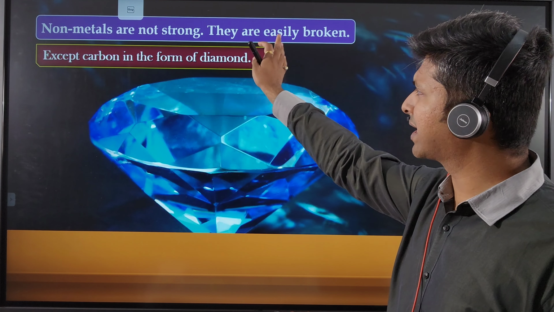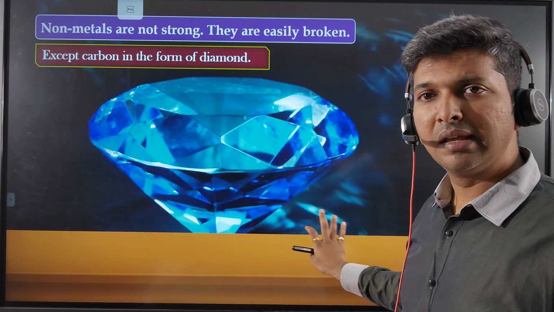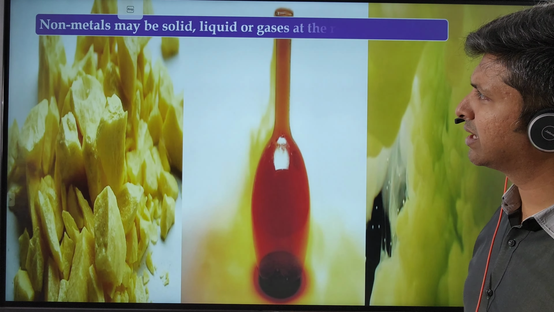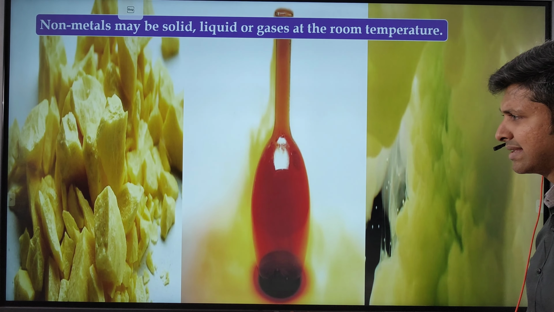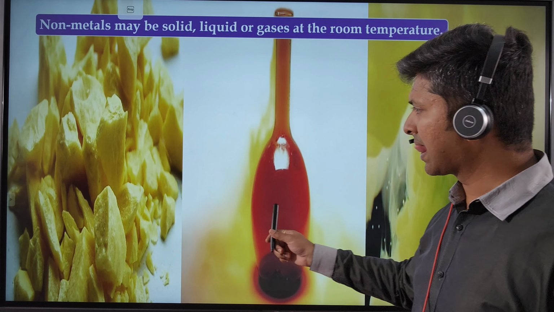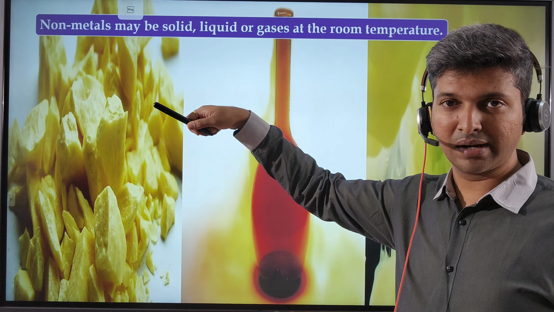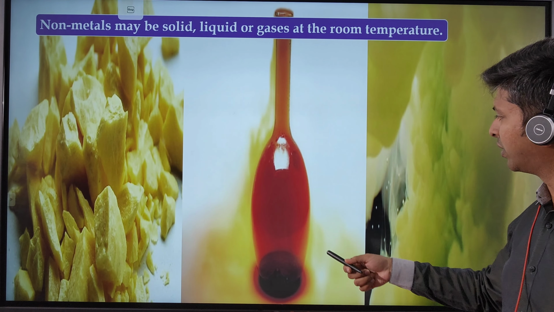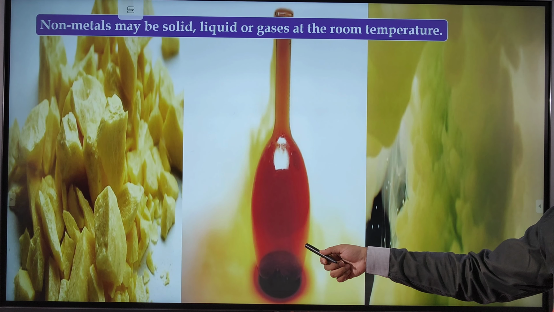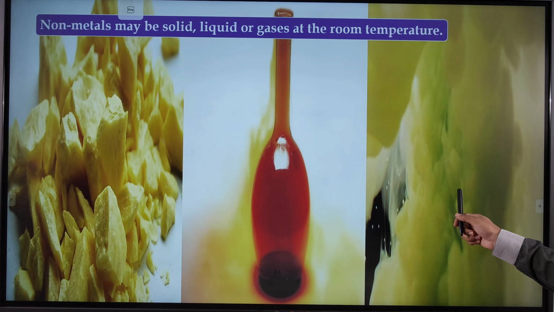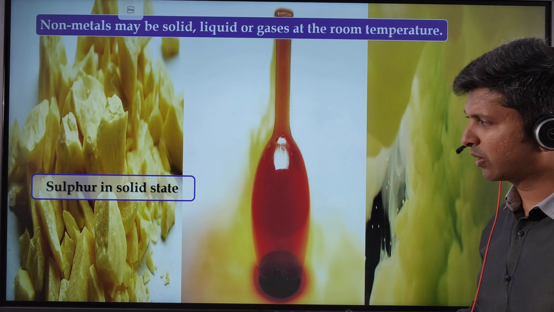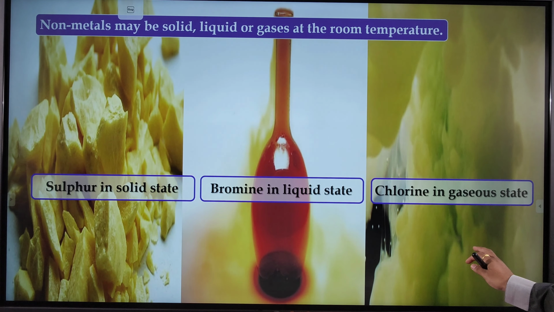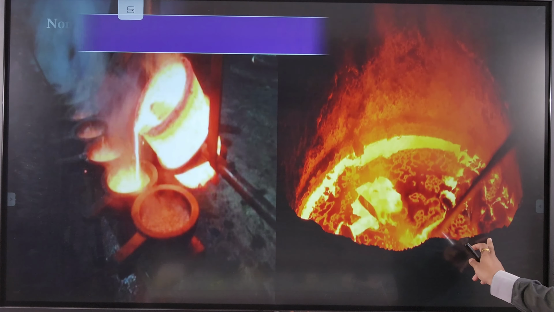So non-metals are not strong. They're easily broken except for carbon in the form of diamond. Then you can see over here, non-metals may be solid, liquids or gases. Sulfur is a non-metal which is solid. Unlike metals, which were all solids except for mercury. But यहाँ पे sulfur is a solid, bromine is a liquid, and chlorine is a gas. So these are the different states of non-metals.